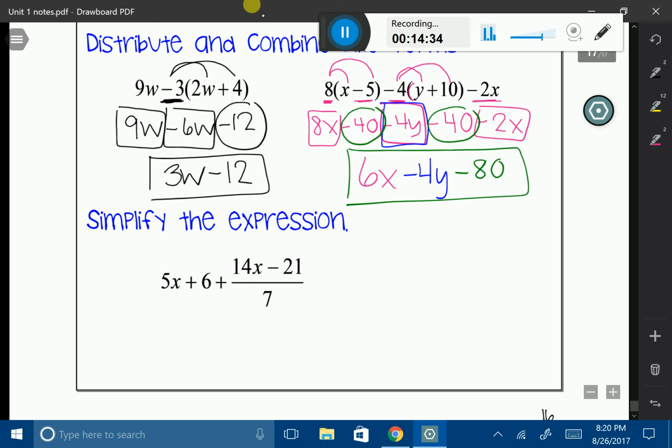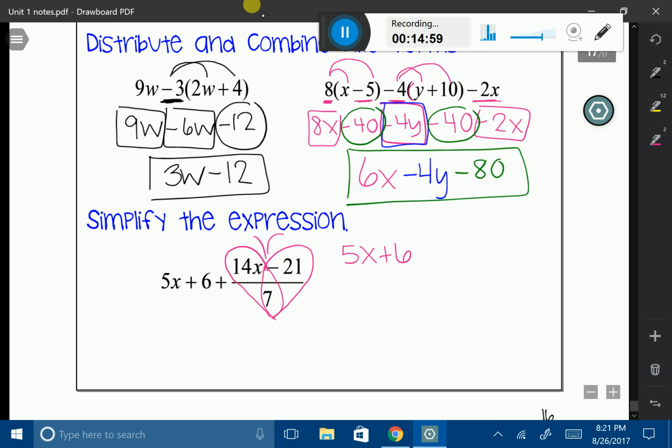So for right now, I'm going to rewrite 5x plus 6, and I'm going to work on this fraction. Anytime you're given something that looks like this, where you have a number in the denominator, you're going to do this little thing. Some people call it the heart. Some people call it the butterfly. It's whatever you really want it to be. But basically what it is is this.